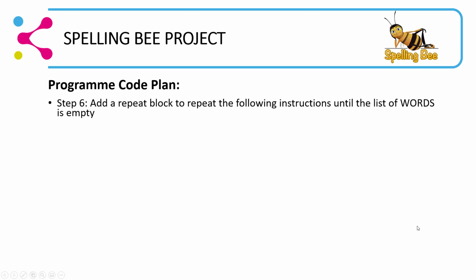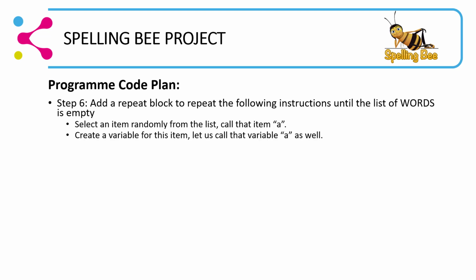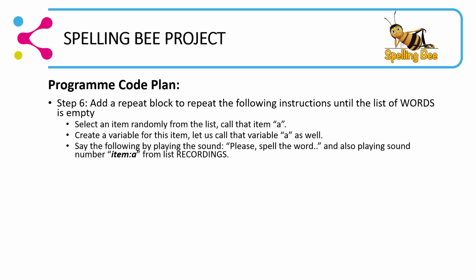In step 6, we will add a repeat block to repeat the following instructions until the list of words is empty. Select an item randomly from the list, call that item A. You will need to create a variable for this item. Let us call the variable A as well. Say the following by playing the sound. Please spell the word, and also play a sound number item A from the list recordings to dictate the words that you need to be spelled to the learner.